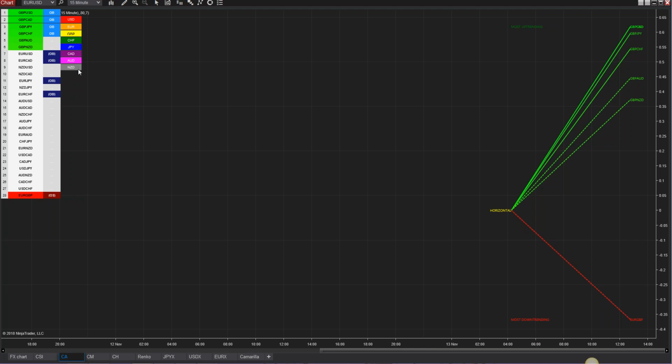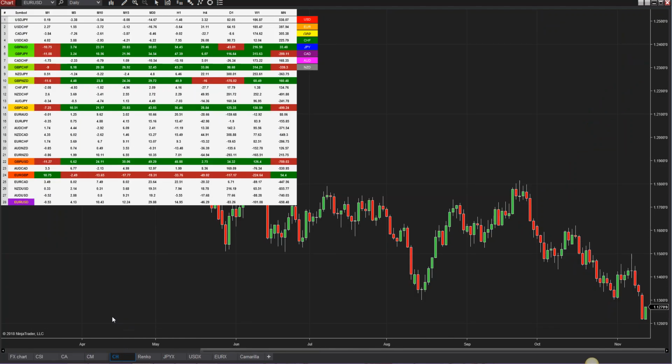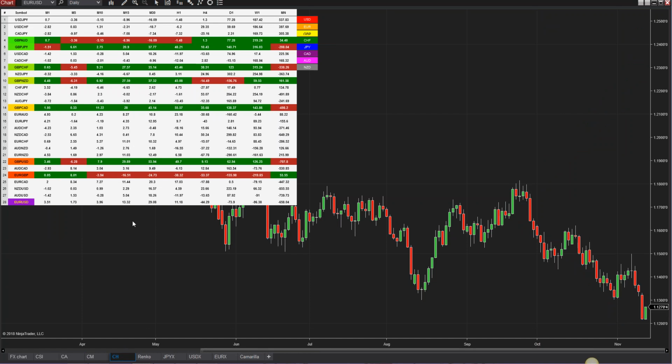And again, as with the other indicators, you can isolate out all the pairs down here on these little currency icons. And finally, we come to the currency heat map. And what the currency heat map does is it really encapsulates all this information on a single indicator.